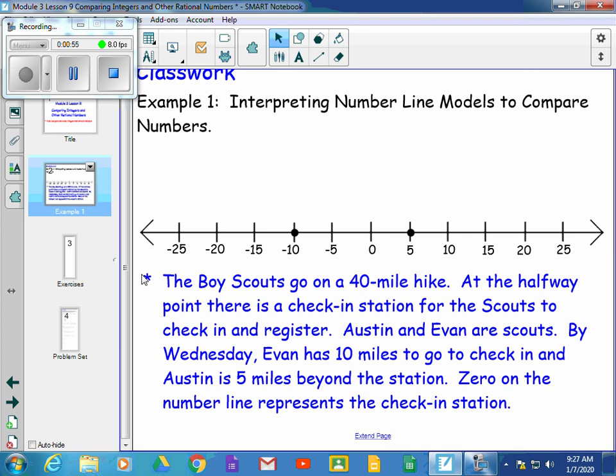Here's the story. The Boy Scouts go on a 40-mile hike. At the halfway point, there's a check-in station for the Scouts to check in and register. Austin and Evan are Scouts. By Wednesday, Evan has 10 miles to go to check in, and Austin is 5 miles beyond the station. 0 on the number line represents the check-in station.